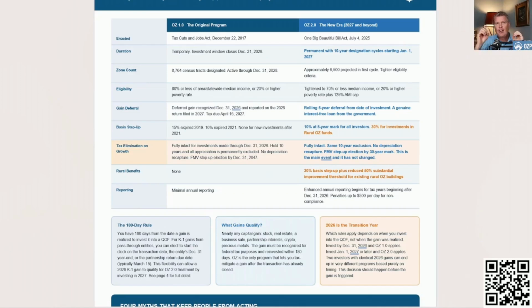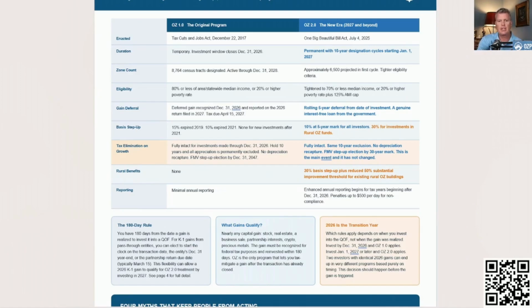Yes, my friends, the interest-free loan from Uncle Sam is back and it's in full effect. But it also gives you that step-up benefit that expired back in 2019 and 2021. And now you're going to get either a 10% step up in basis, or if you're in a rural opportunity zone, you're going to get a 30% deal.